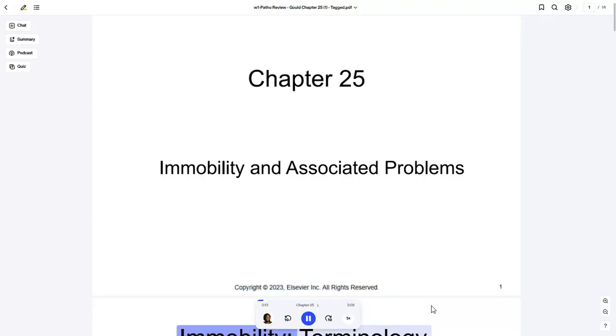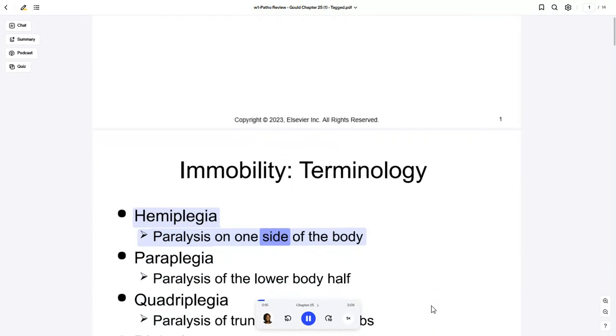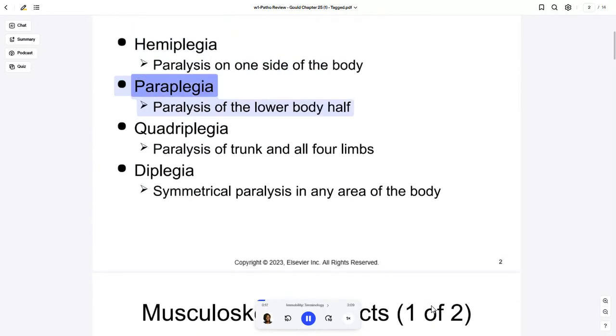1. Immobility terminology. Hemiplegia: paralysis on one side of the body. Paraplegia: paralysis of the lower body half. Quadriplegia: paralysis of the trunk and all four limbs. Diplegia: symmetrical paralysis in any area of the body.